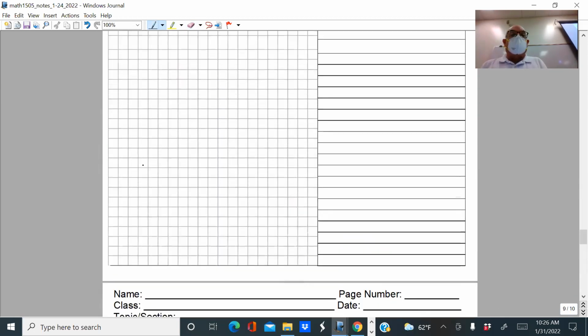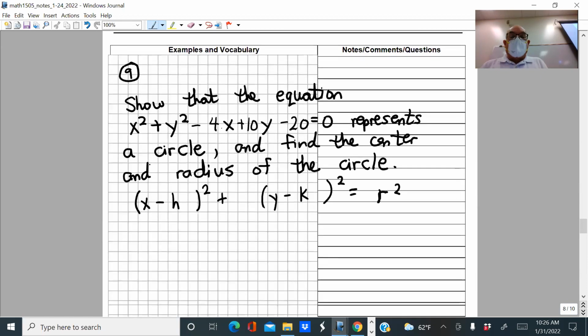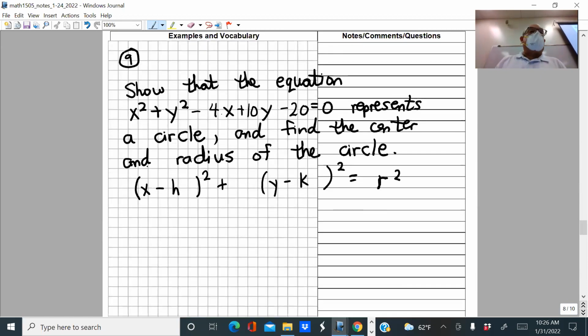Okay. I'm still going to show you one more example of this process called completing the square, because sometimes we're given the equation for a circle and we're asked to graph it, or asked something about the circle, but the equation is not in standard form. The standard form was the form I just showed you: (x minus h) squared plus (y minus k) squared equals r squared. That's called standard form.